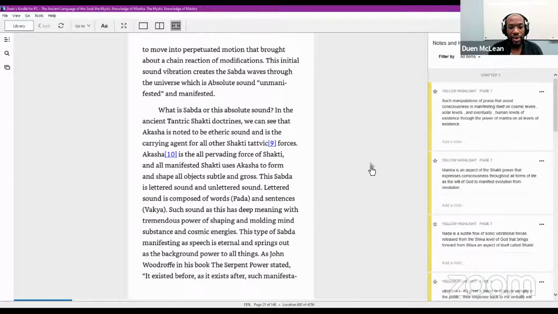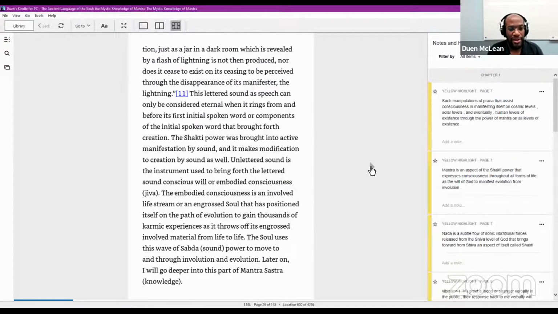Lettered sound is composed of words, pada, and sentences, vakya. Such sound as this has deep meaning with tremendous power of shaping and molding mind substance and cosmic energies. This type of sabda manifesting as speech is eternal and springs out as the background power to all things. As John Woodroffe in his book The Serpent Power stated, it existed before as it exists after.